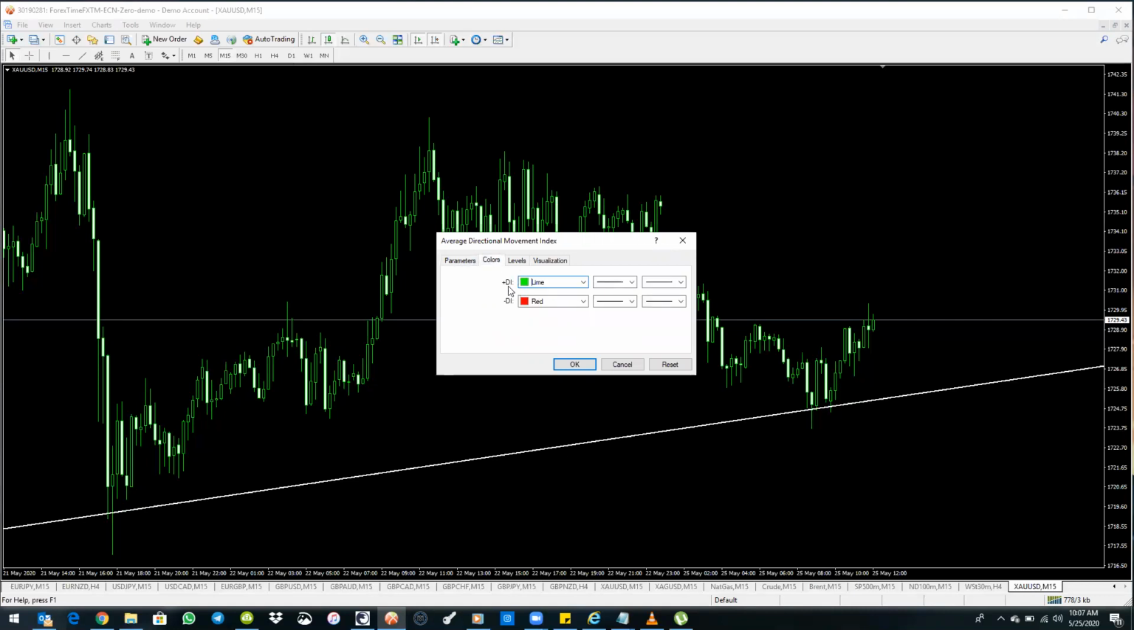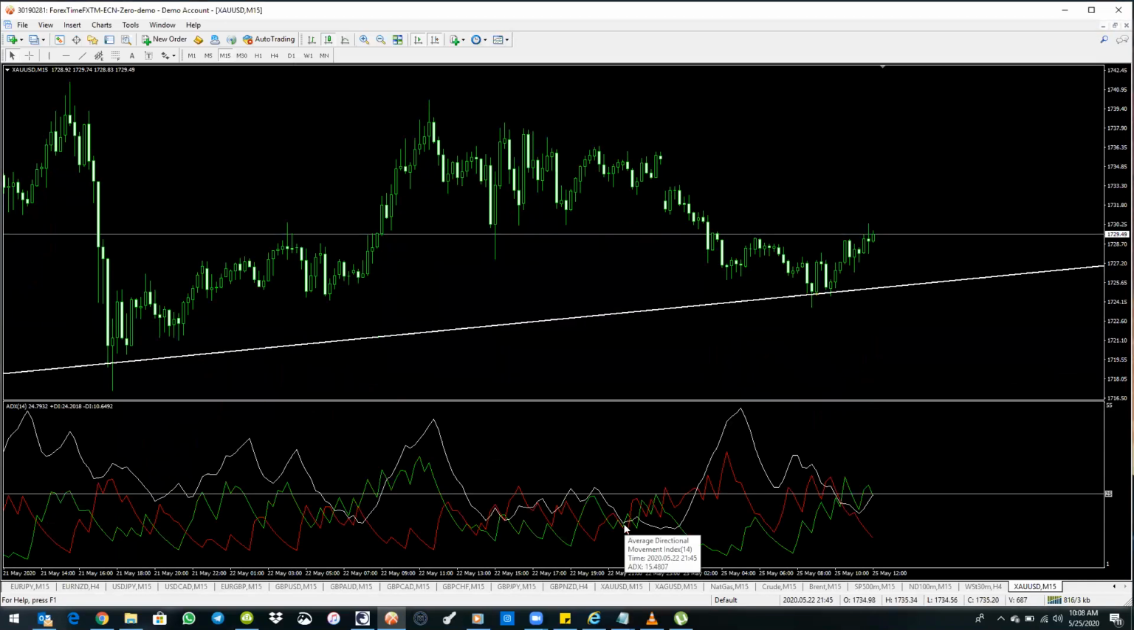And then for the bullish trend, I use green. For the bearish trend, I use red. You can decide to change this as you wish. Then I apply the level of 25. You just come here if you want to add, let me delete this so that I'll just show you how to add it. Put 25 and you add. So it has created that level of 25. And you go to OK. And there you have your ADX.